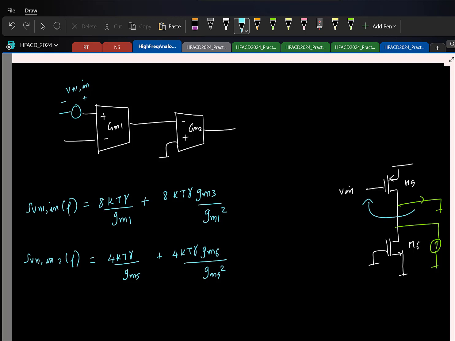So now you know basically how to model the noise for each of these stages. So I can directly write it like this. Okay, Vn2,in. Okay, fine. This is Vn2,in. So now the goal is the following. Let me move to another page.